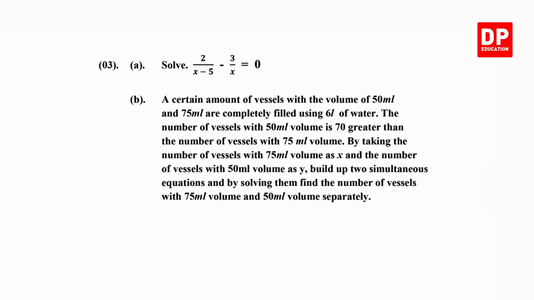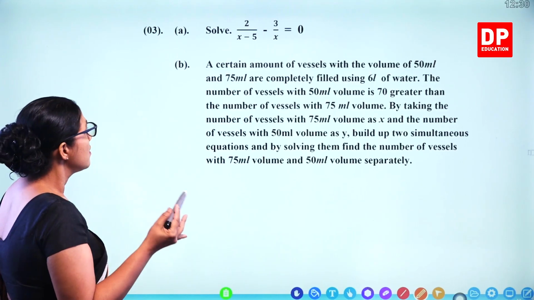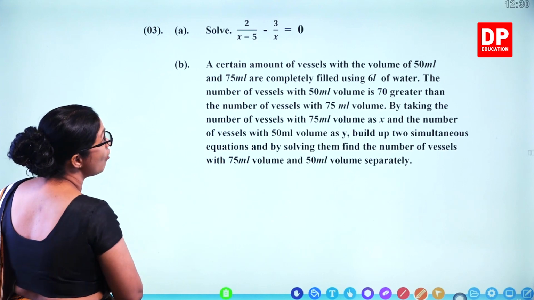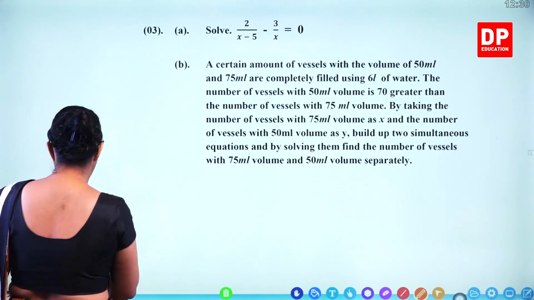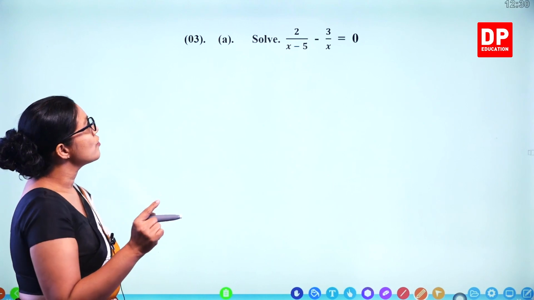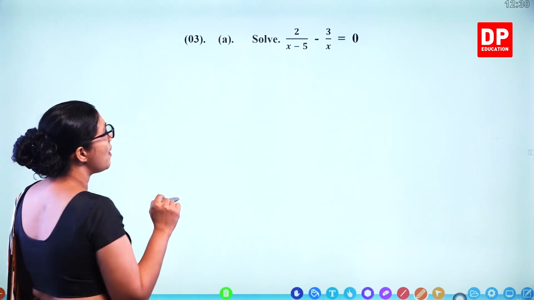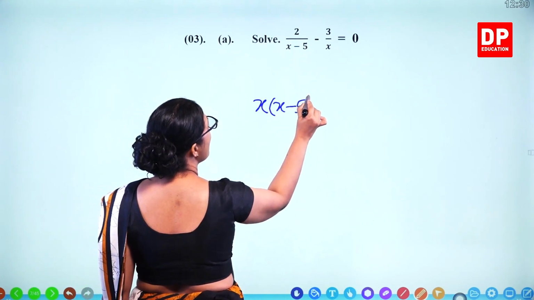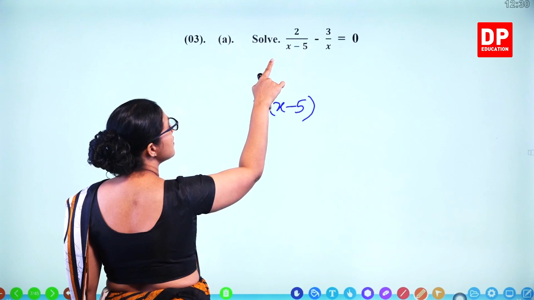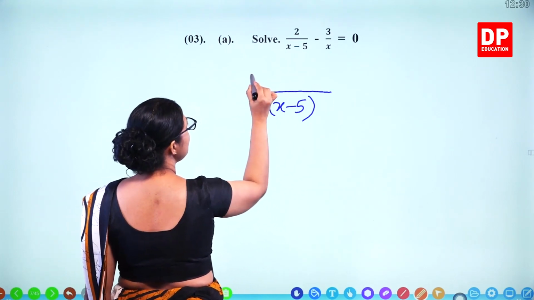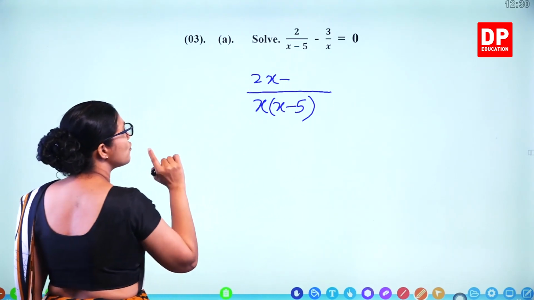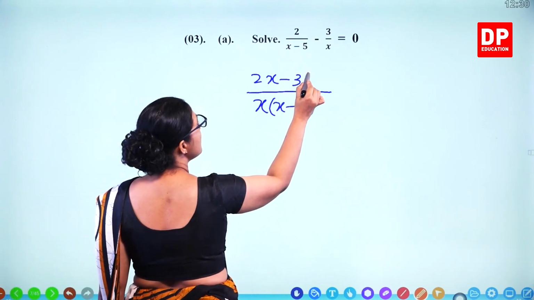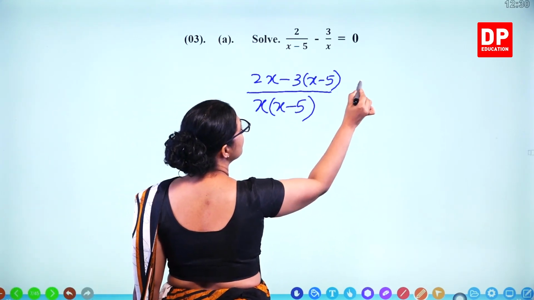Question number 3. This is about solving equations, and the first part is an algebraic fraction. So is that a linear equation or a quadratic equation? Quadratic equation. Okay, so what's the first step? Find the lowest common multiple of x minus 5 and x. So you get x times x minus 5. Then you multiply the first fraction by x, 2x. The other one you have to multiply by x minus 5, 3 with x minus 5. It's equal to 0.